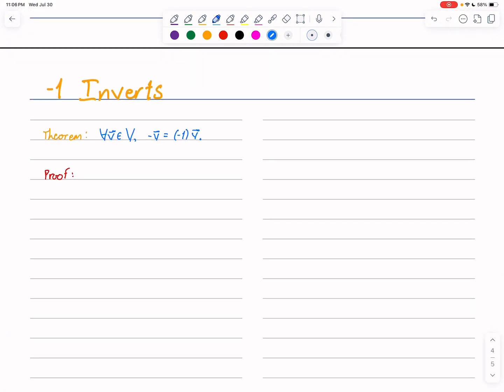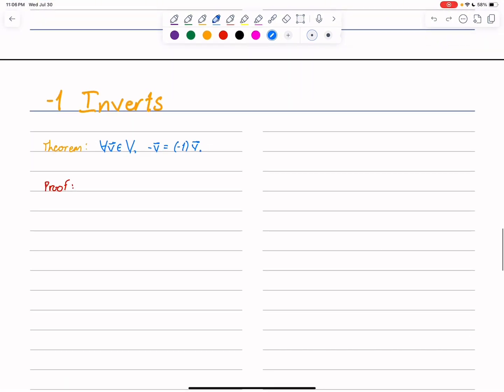And for the final claim of this video, we will show that multiplying by -1 inverts a vector. That is to say, if you take any vector, its additive inverse, which, recall the definition there, the additive inverse is by definition the thing where if you add v, you get 0, right? That's the definition. We're going to show that it's the same thing as multiplying by -1.